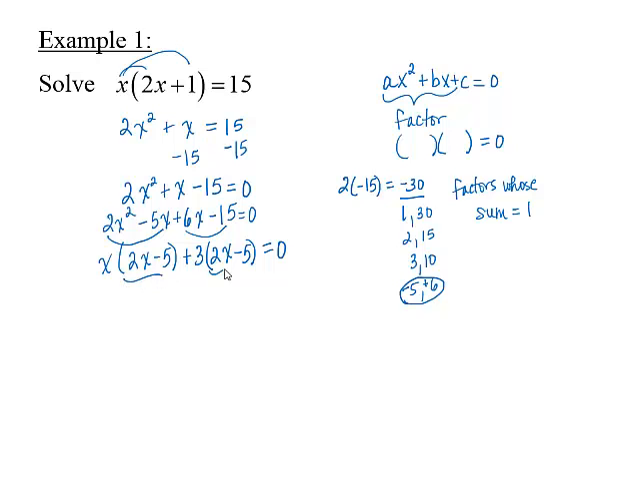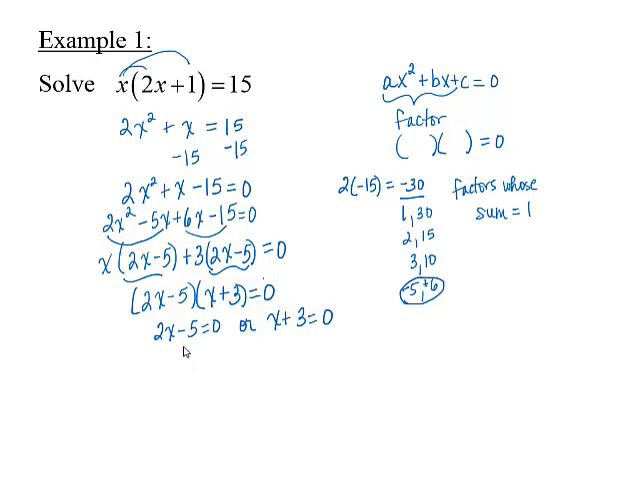We now have a common binomial factor of 2x minus 5. So our factorization is 2x minus 5 times x plus 3 equals 0. Now we have this equation in the form where the zero product property can apply. We have a product equal to 0. The only way that's true is if one of those factors is 0. We set 2x minus 5 equal to 0, or x plus 3 equal to 0.